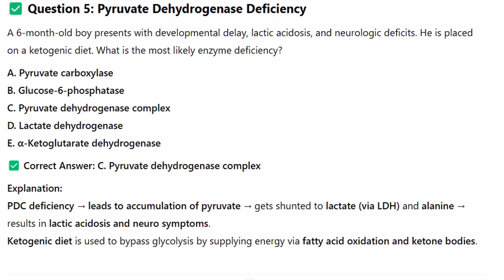Explanation. PDC deficiency leads to accumulation of pyruvate, which gets shunted to lactate via LDH and to alanine, resulting in lactic acidosis and neurologic symptoms. Ketogenic diet is used to bypass glycolysis by supplying energy via fatty acid oxidation and ketone bodies.